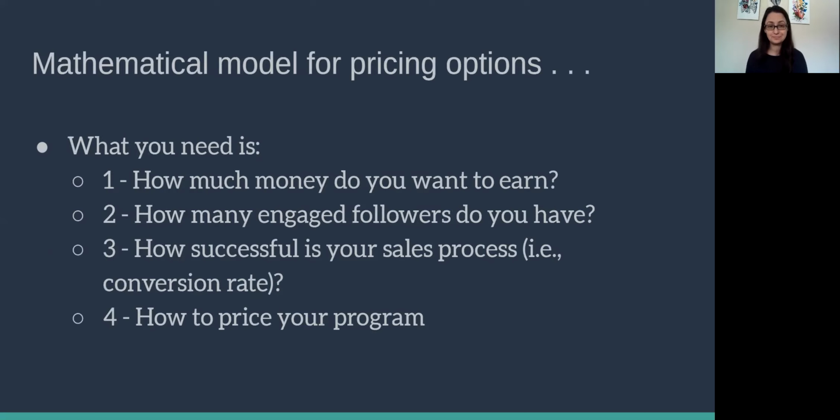So what we need here for this mathematical model, being a scientist, I love the math, we need 4 pieces of data. Number 1, how much money do you want to earn? And each of these has its own slide coming up. Number 2, how many engaged followers do you have? Number 3, how successful is your sales process? Like, what is the conversion rate on your personal sales process? And that's how we decide how to price our program.